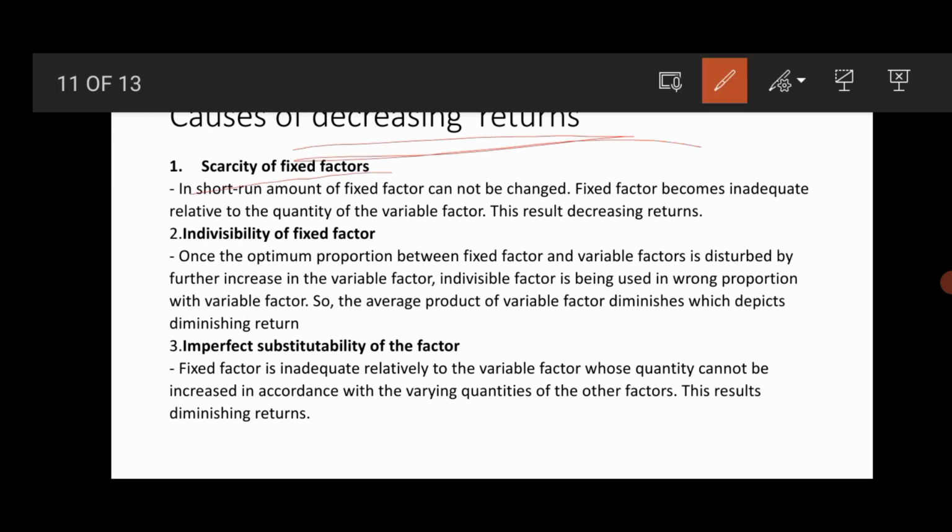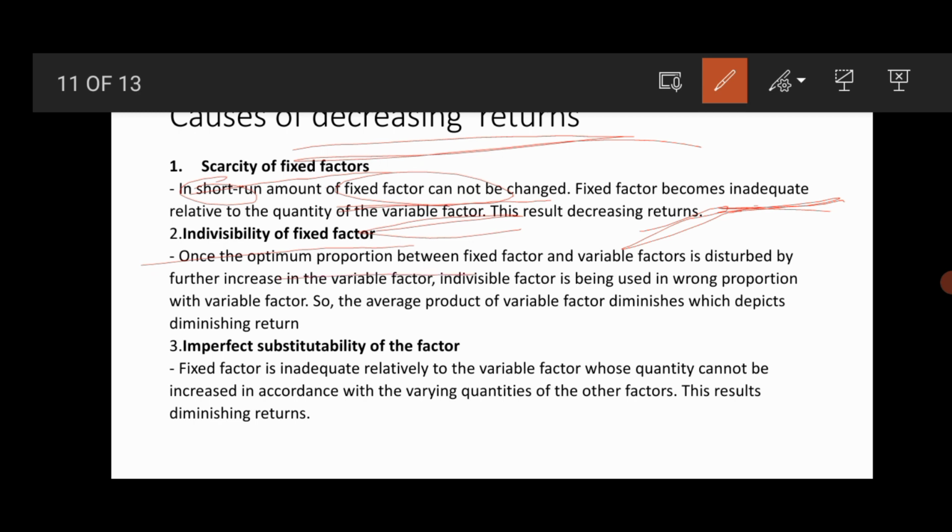Scarcity of fixed factors. In the short run, the amount of fixed factors cannot be changed. As we know, this law of variable proportion operates in the short run. So in the short run, we can't change fixed factors, they remain fixed. Fixed factors become inadequate when they employ more and more variable factors. So this results in decreasing returns. Then, indivisibility of the fixed factors.